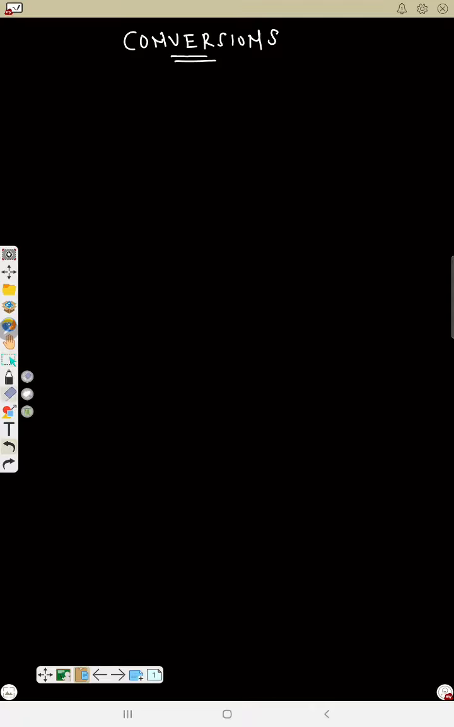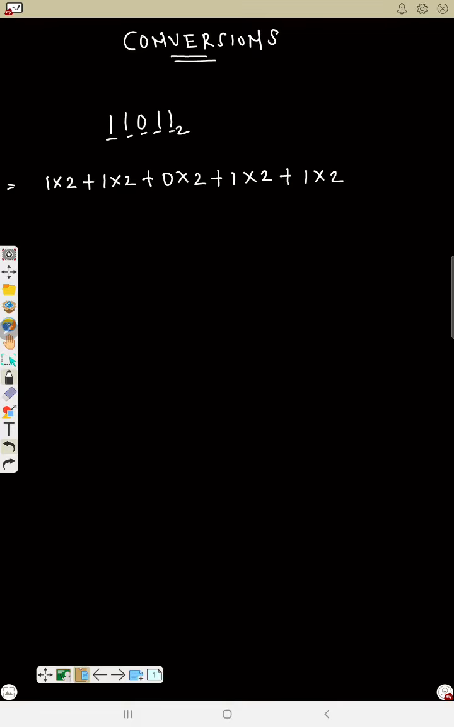So now let's say we have convert 11011 base 2 to base 10. Our normal step is what? I'll say 1 times 2 plus 1 times 2. Don't forget, pick all the numbers one by one times 2. So 1 times 2 plus 1 times 2 plus 0 times 2 plus 1 times 2 plus another 1 times 2. So each number here times 2.